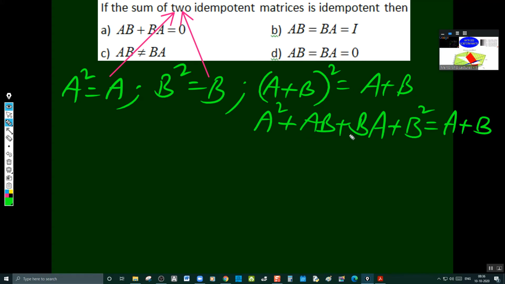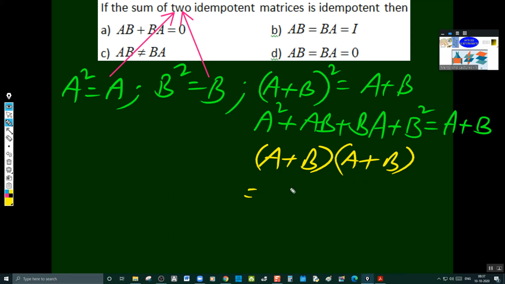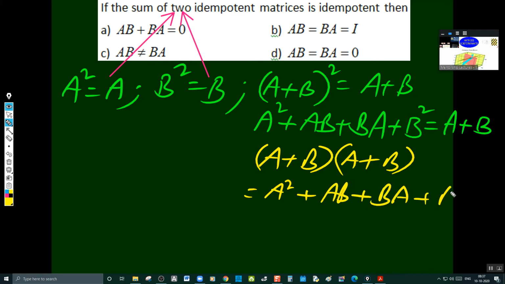Why? Because of how the multiplication happens. Don't forget, this is a basic point to be remembered: a plus b whole square means you can comfortably write it as a plus b into a plus b. A into a can be written as a square, plus a into b in the same order, plus b into a in the same order, b into b, b square.